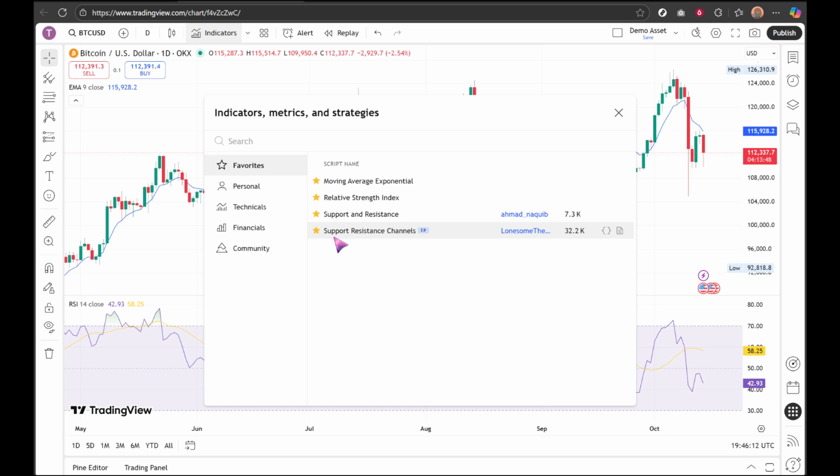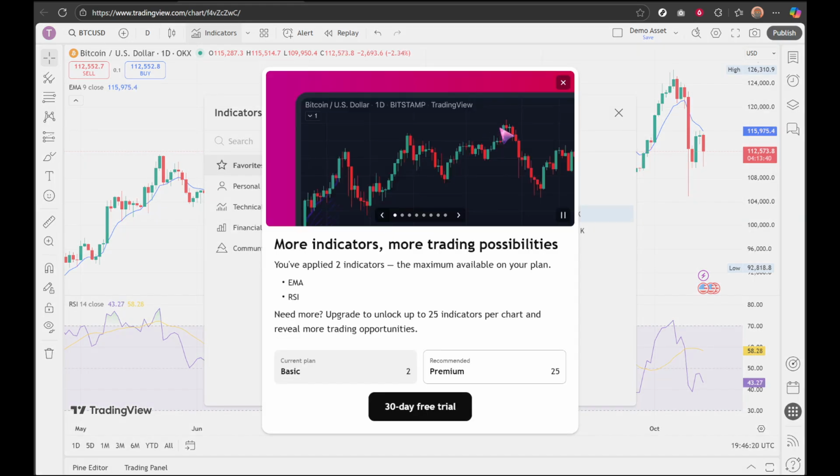This overlays a dynamic channel around price, giving you a visual sense of where the market has been finding support below and resistance above. Think of it like guardrails that show the recent range the market respects. When price hugs the top line, that's a potential resistance area. When it leans into the bottom line, that's potential support.